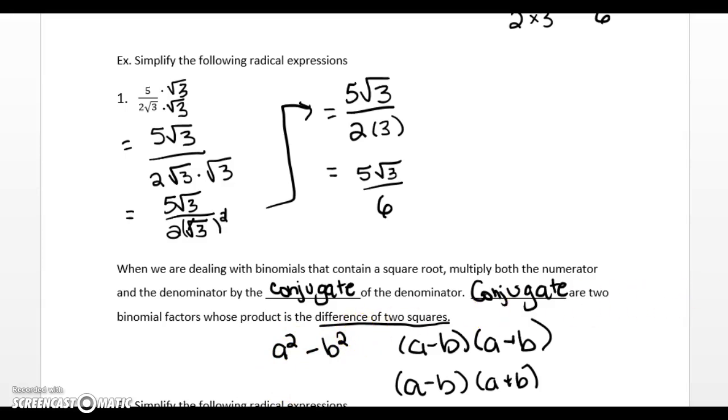One thing that's going to be really awesome about doing this is that if a or b was a radical, squaring it would get rid of it, assuming that the index is 2.